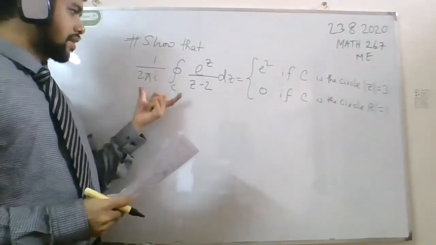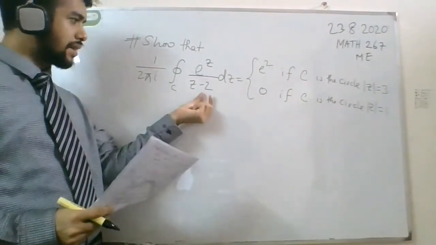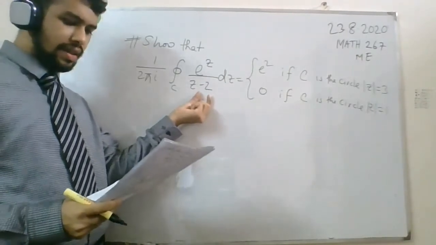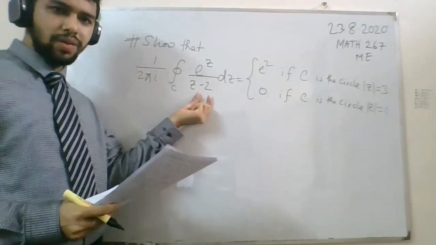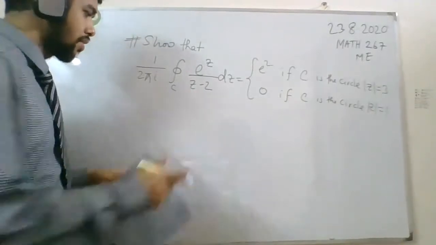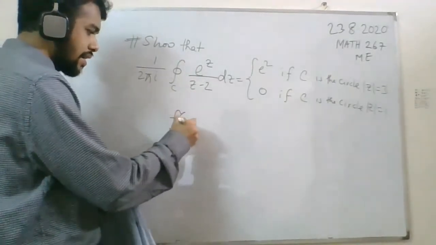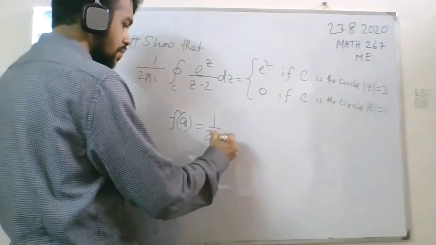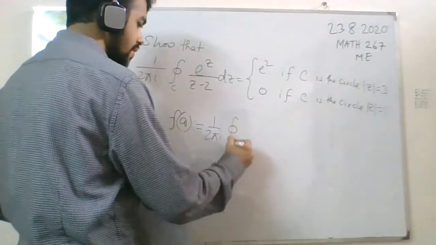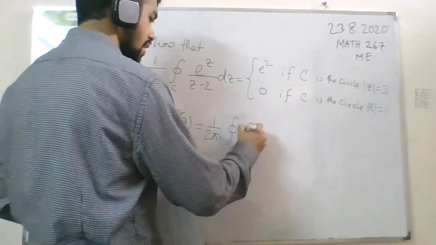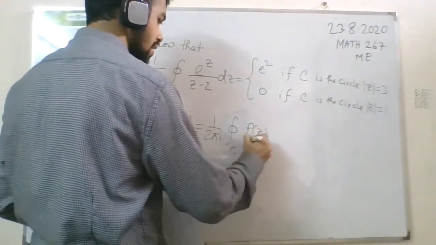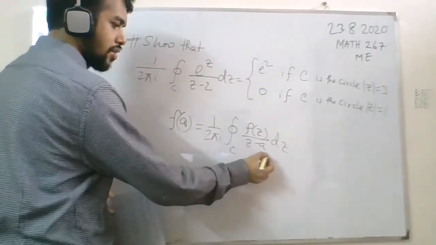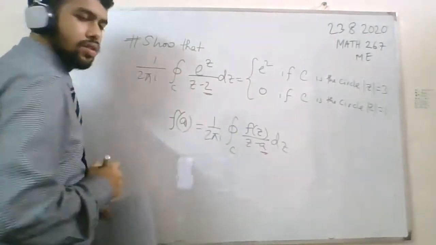So let's take a look here. This means here z minus a. That means here a equals to 2. Okay. Our formula, Cauchy integral formula, is f(a) equals 1 by 2 pi i integral over c of f(z) over z minus a dz. So here our a is 2.